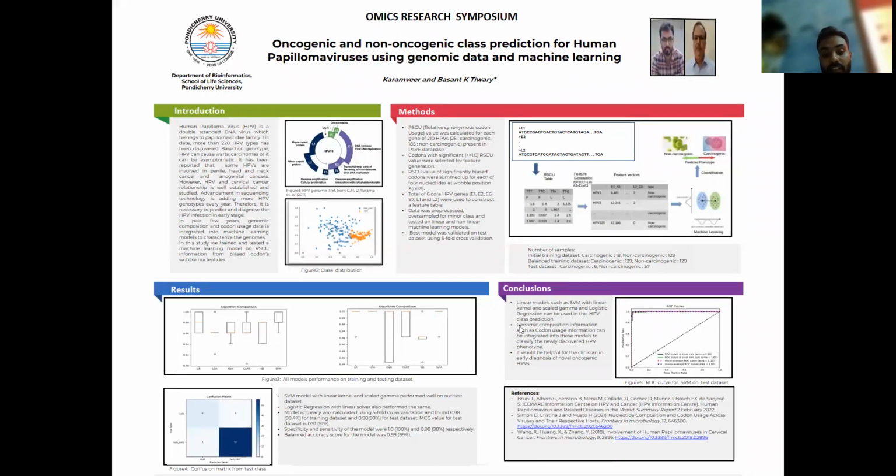What we concluded is that linear models such as SVM with a linear kernel, and logistic regression, can be used for HPV class prediction, and genomic composition information such as codon usage can be integrated into these models to classify the phenotype of newly discovered HPV. These models can be helpful for clinicians in early diagnosis of novel HPV. We also got an ROC value on the test data set of almost 100%.